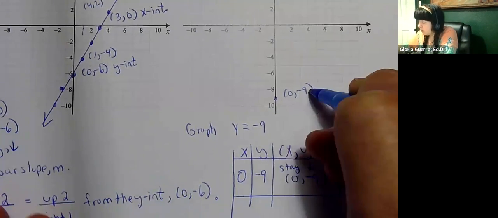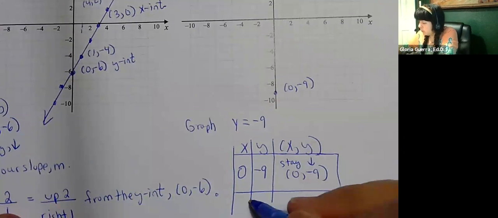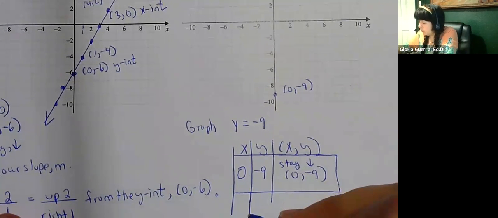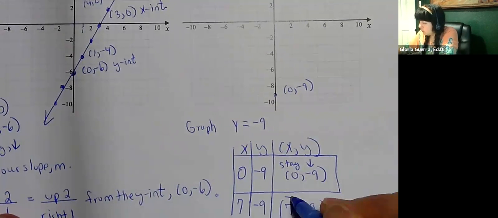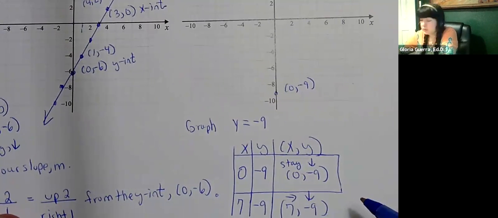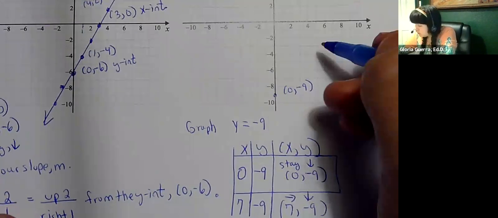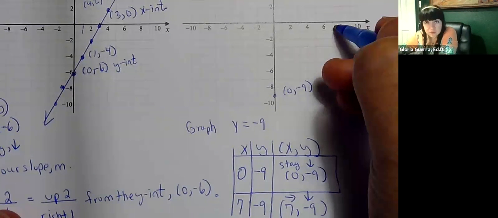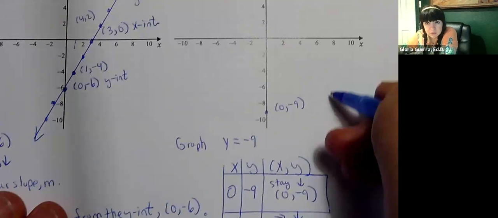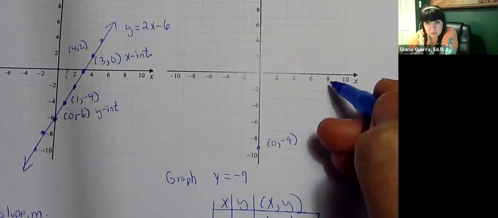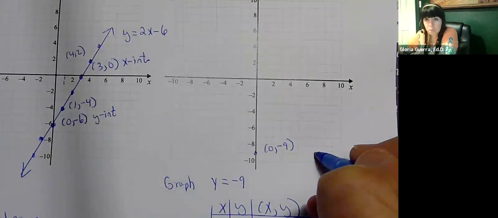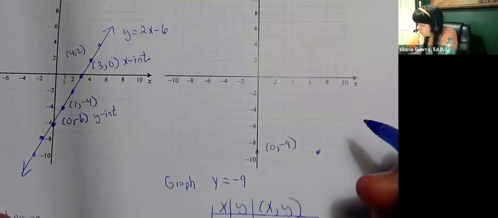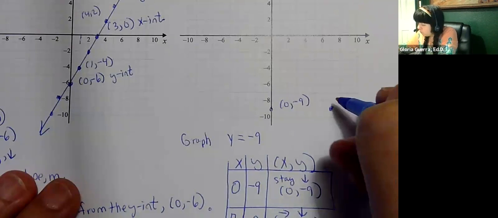And then let's say you pick another point. Let's just say, let's pick 7. I pick 7, -9. So this tells you to go to the right and then go down. So you go to the right 7, and then you go down -9.